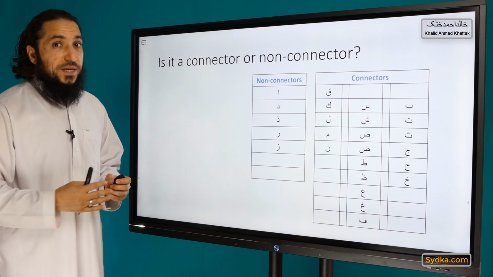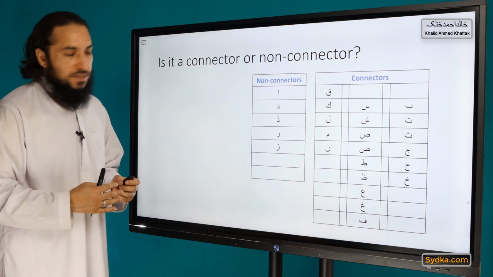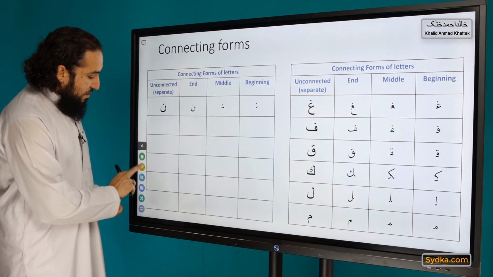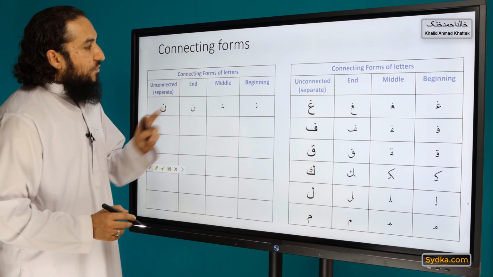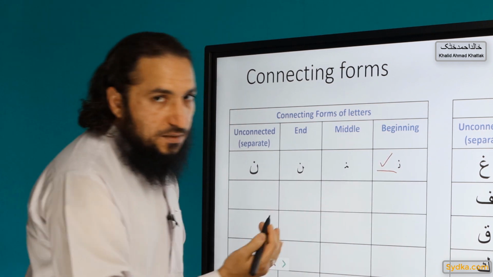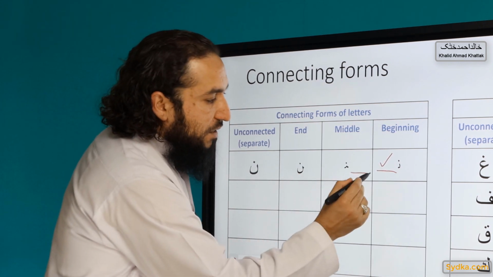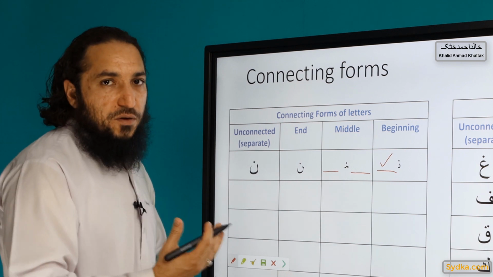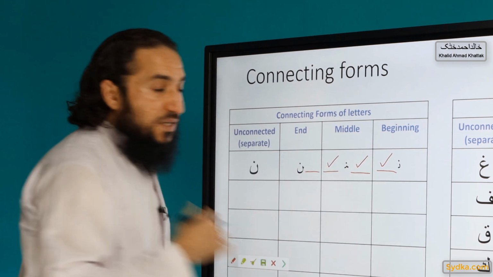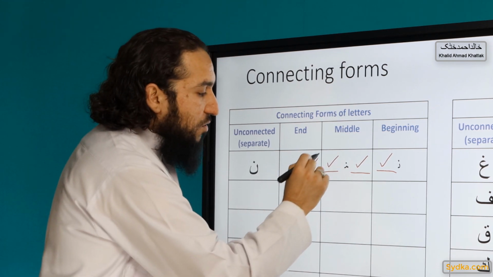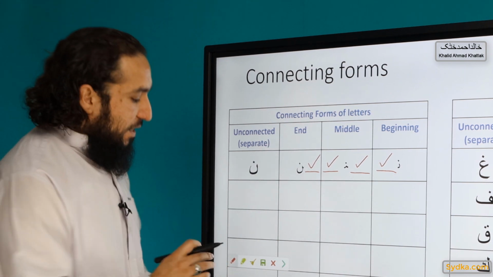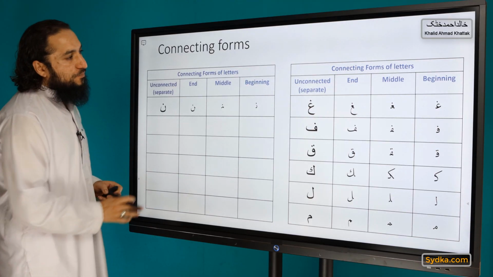Is it a connector or non-connector? It is one of the connecting letters. If you see its form in the other slide, at the beginning of a word, you can connect other letters after it. In the middle of a word, you can connect other letters before or after it. If it is at the end of a word, you can connect other letters before it as well, which is the property of connecting letters. Hence it is a connector.